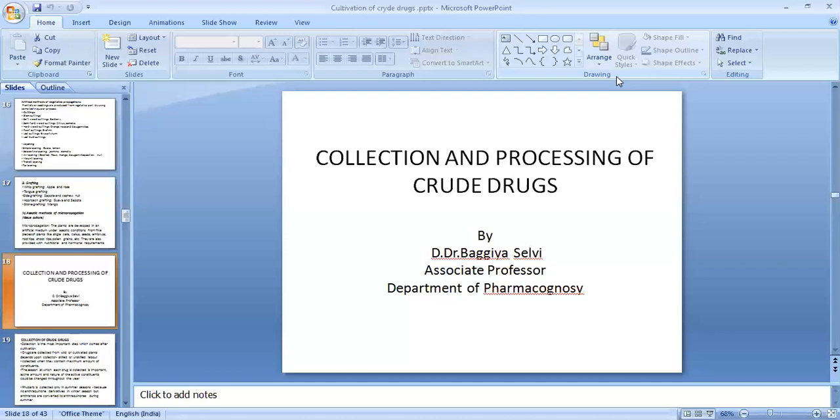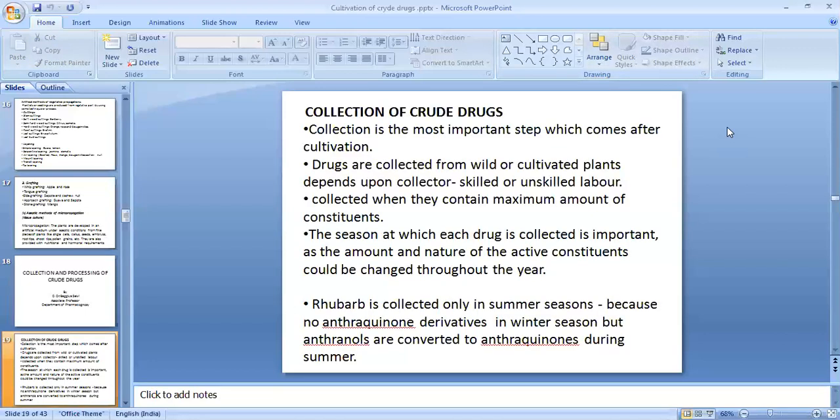And now we will see, once the cultivation is over, how we are going to collect the crude drugs, and after collection, how we are going to process the drug. Okay, so this particular thing, the collection and processing, plays a very important role in the cultivation of crude drugs for medicinal purpose. So when you see the collection of crude drugs, collection is the most important step which comes after the cultivation of your crude drugs.